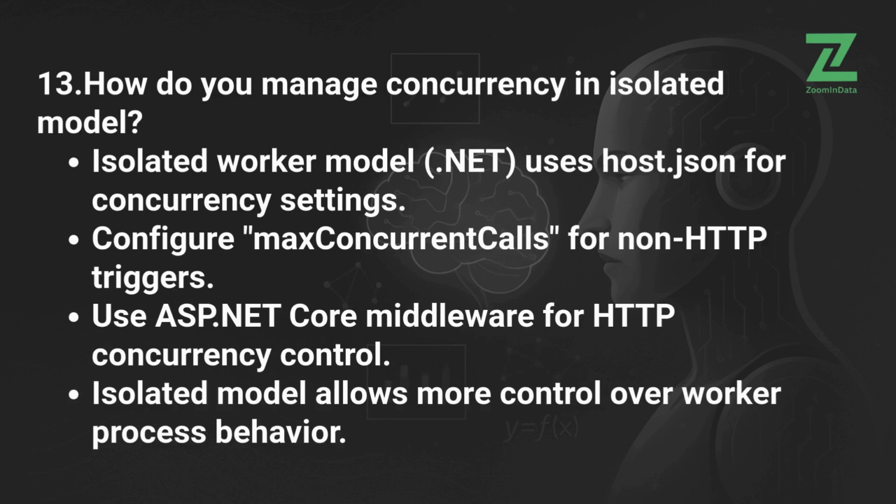How do you manage concurrency in the isolated model? The isolated worker model in .NET uses host.json for concurrency settings. Configure max concurrent calls for non-HTTP triggers. Use ASP.NET Core middleware for HTTP concurrency control. The isolated model allows more control over worker process behavior.